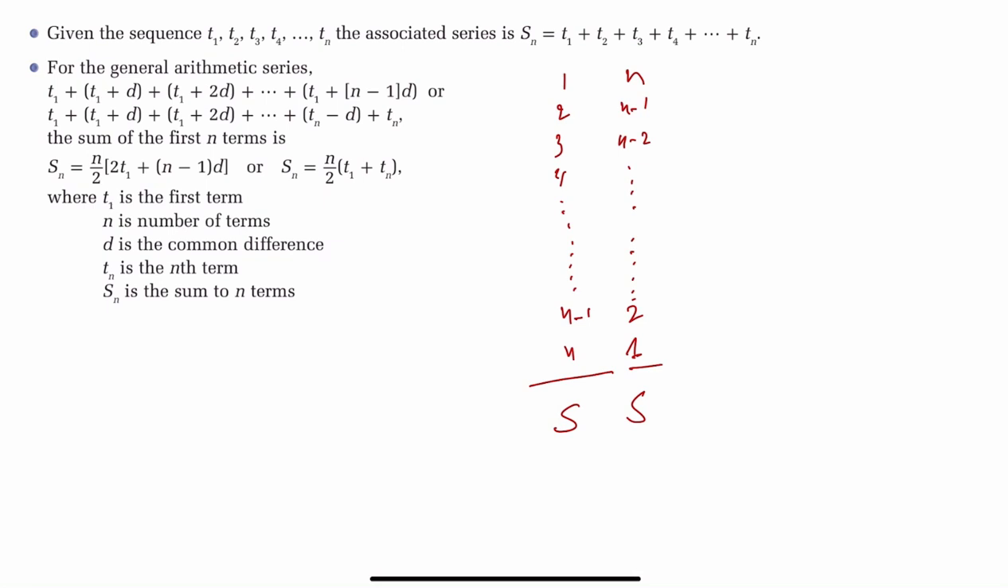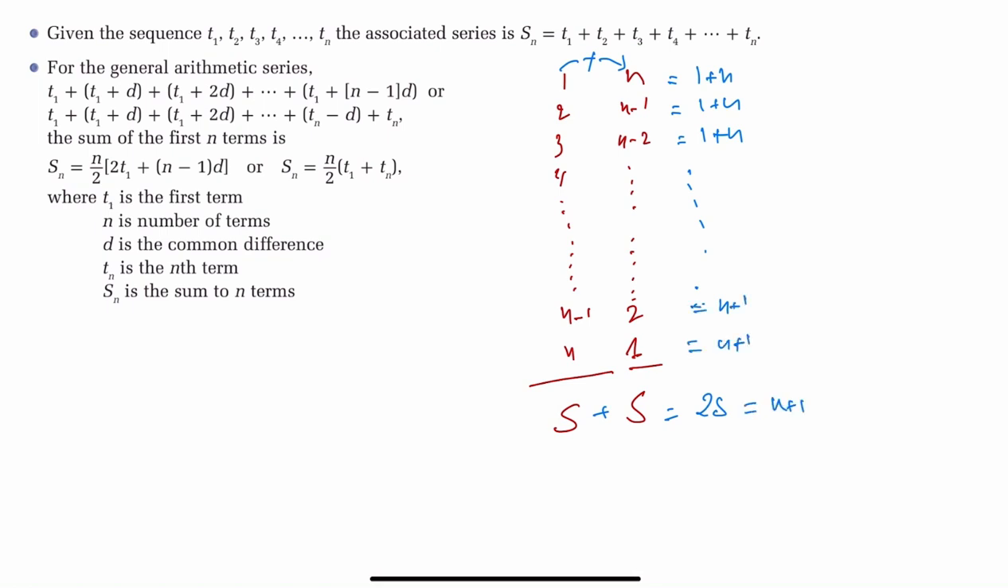So now we add this to this. So what will we get? We will get 2s here, and here what will we get? 1 plus n is 1 plus n. 2 plus n minus 1 is 1 plus n. 3 plus n minus 2 is 1 plus n. And all of this is n plus 1, n plus 1.